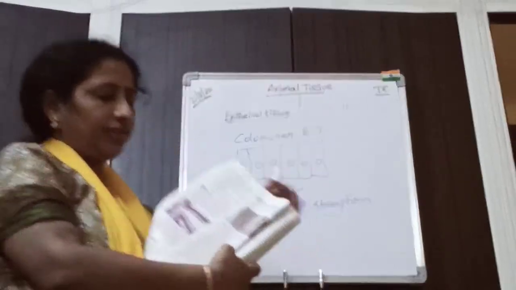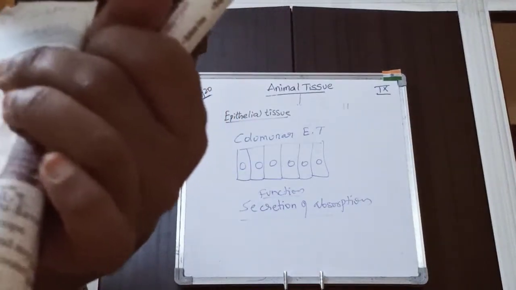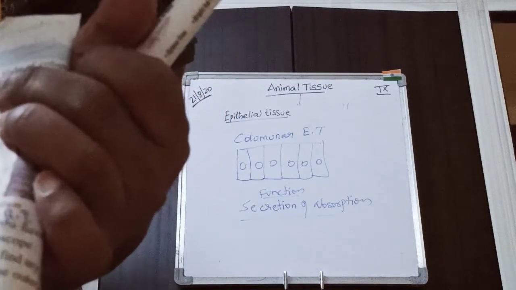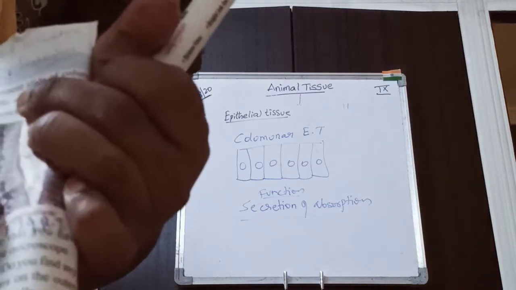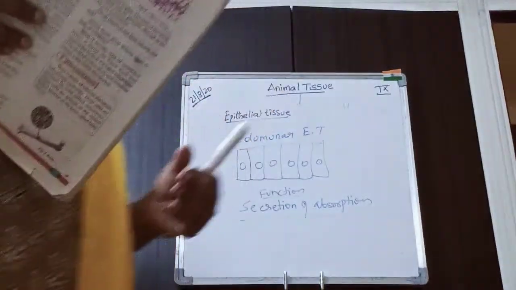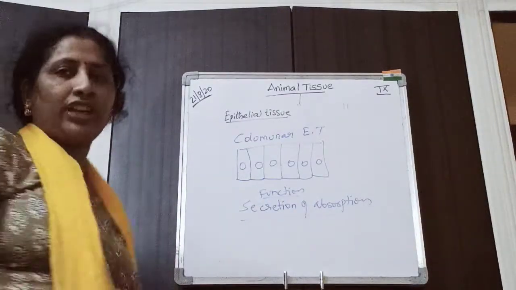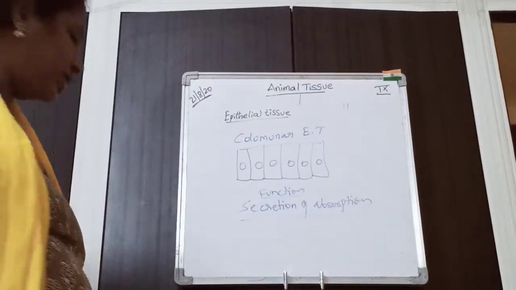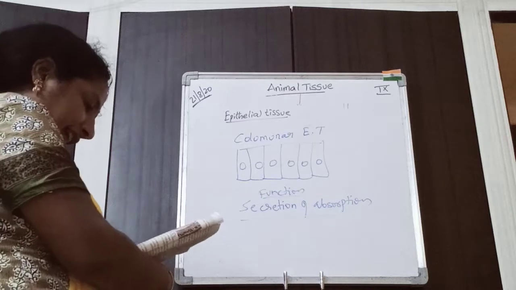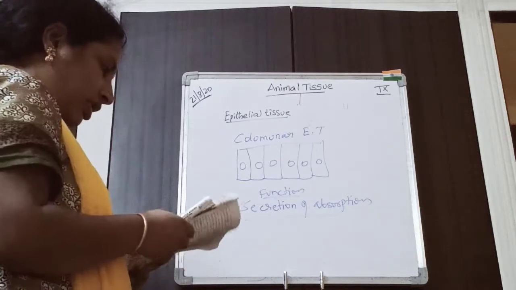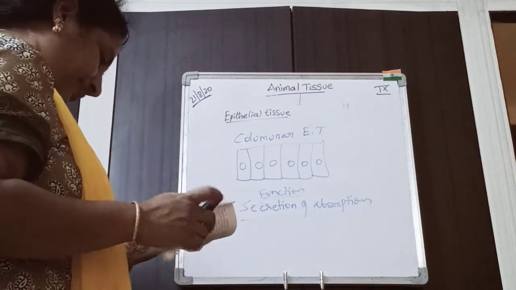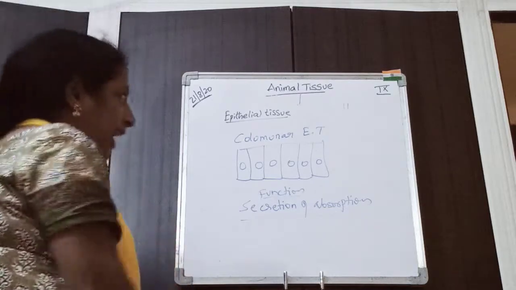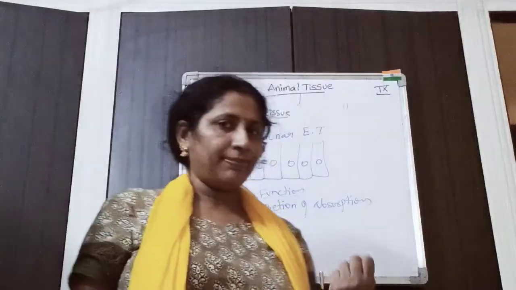Yeah. So if you see the diagram, they are appearing as column-like cells with a prominent nucleus. Their main function is secretion and absorption. Now, where are they present? So we are saying secretion and absorption.